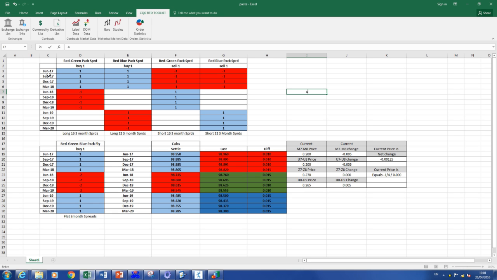So a pack, here a red pack from the June 17 to March 18, is where you buy or sell one of each of the contracts. You just buy one and you get long one, long one, long one, long one. In the green pack, this is June 18, Sep 18, Dec 18, March 19. If you wanted to sell the green pack, you would sell just one lot and it would give you one lot short in all the contracts. So slightly different to what you're used to trading.